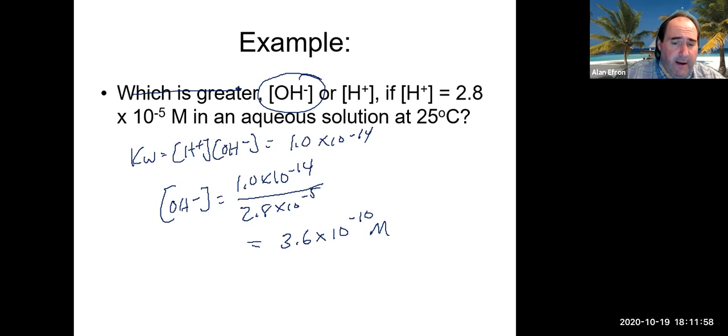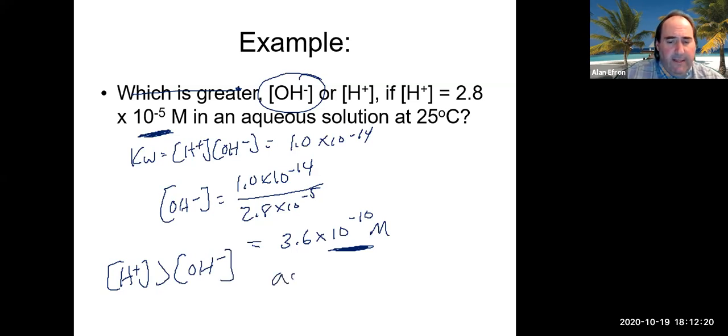So we want to compare. So our H plus concentration was 10 to the minus 5. Our OH minus concentration is 10 to the minus 10. Again, the smaller negative number for the exponent is going to be the larger number. So that does mean in this case that H plus is larger than the OH minus. So the acid part's larger than the base part, and the solution would be, again, acidic. Question on that particular one there?